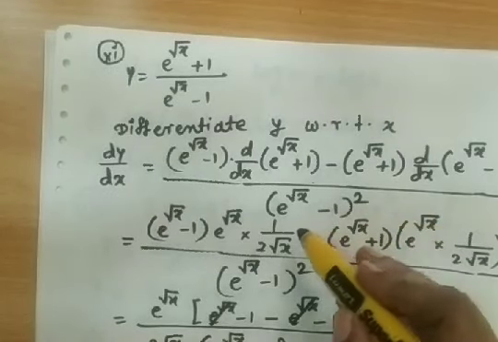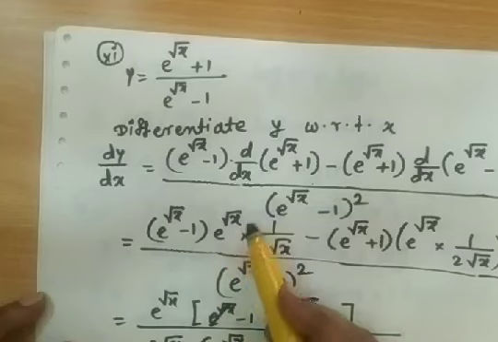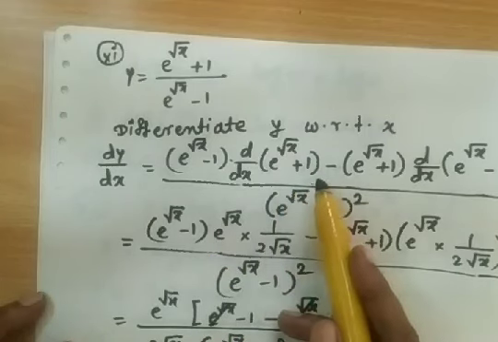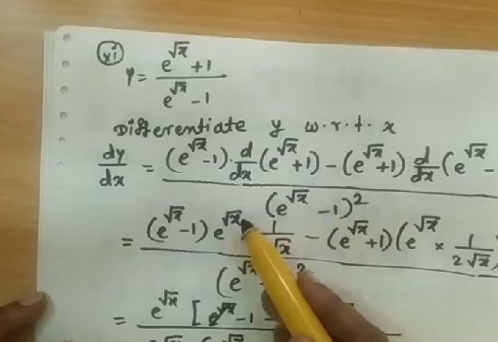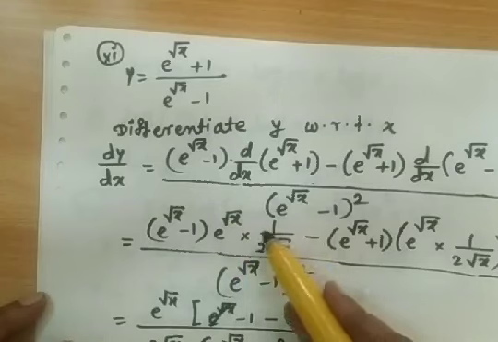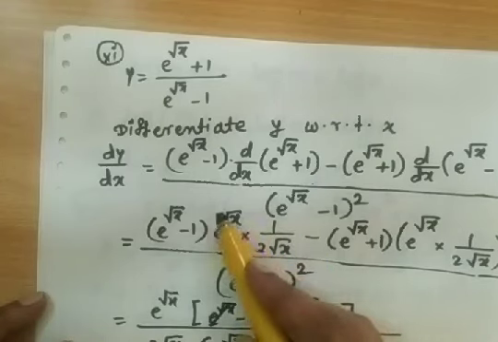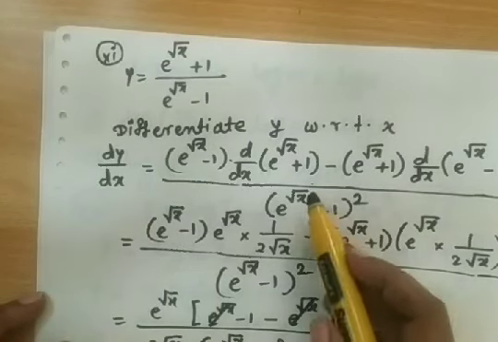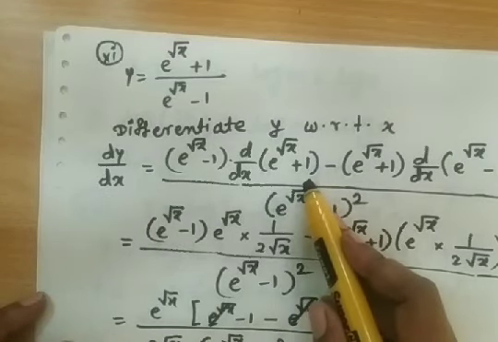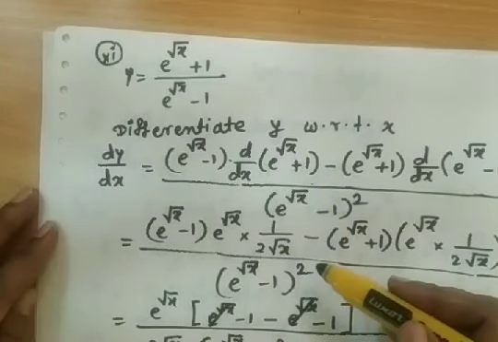Okay, students, get it? Let us take the derivative of e raised to root of x plus 1. The derivative of e raised to root of x is e raised to root of x, multiplied with the derivative of root of x, which is 1 upon 2 root of x. The plus 1 is a constant, therefore the derivative of this is 0, therefore nothing to write. There is no need to write it.